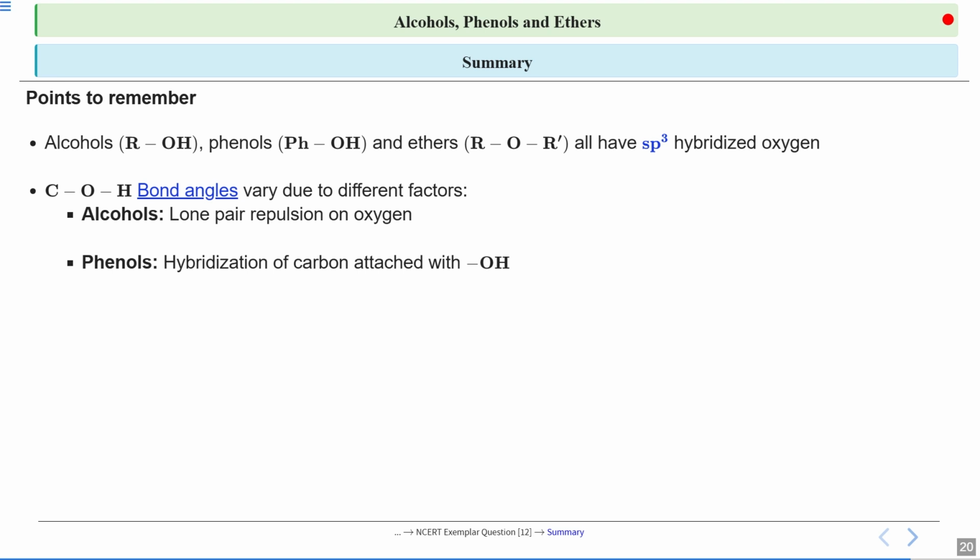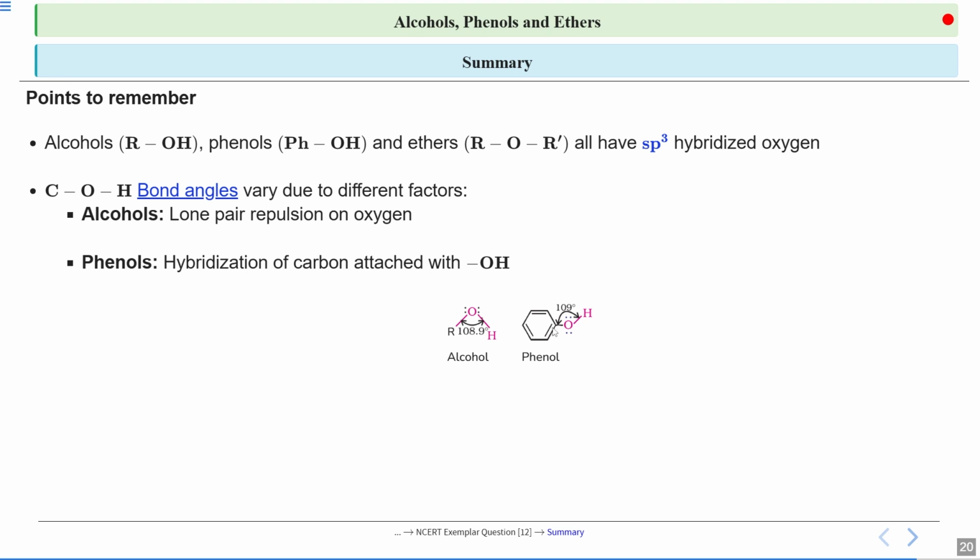In the phenols, the hybridization of the carbon which is attached with the hydroxyl group is the main factor due to which the COH bond angle varies. The carbon is sp2 hybridized, attaching with the sp3 hybridized oxygen. So if you see, this is the alcohol bond angle, or you can say the ROH bond angle, which is 108.9 degrees, slightly lesser than the ideal tetrahedral bond angle of 109.5 degrees.